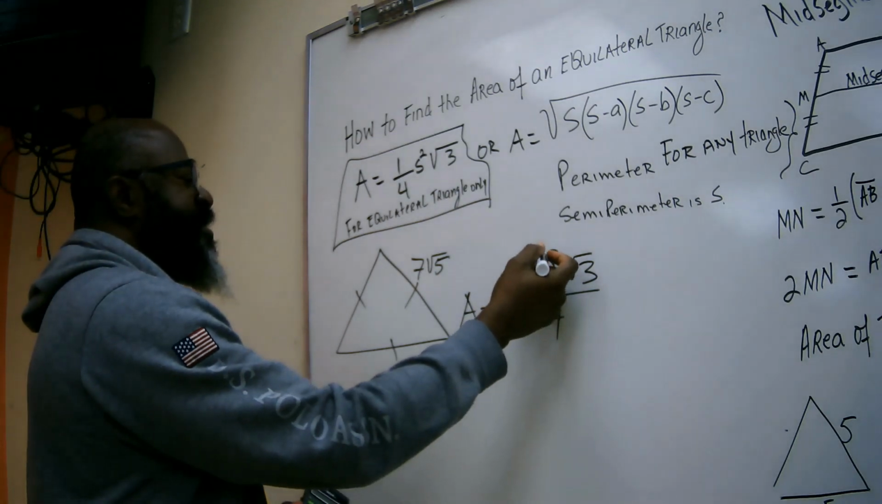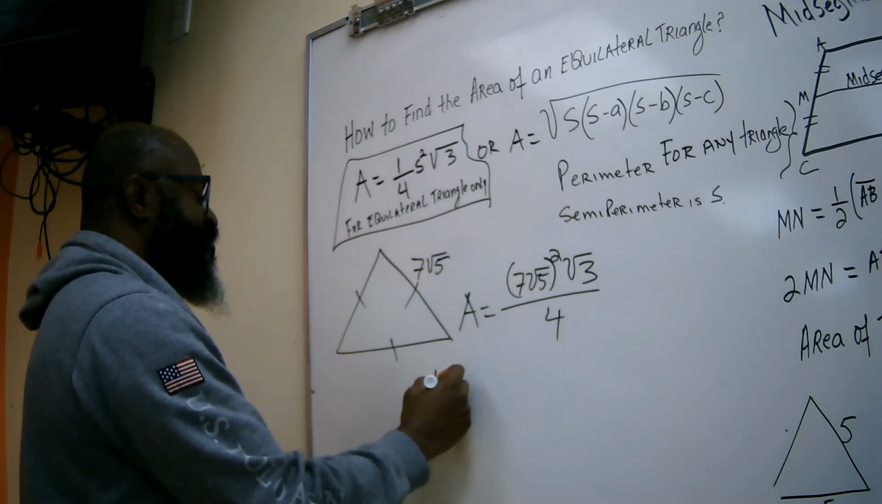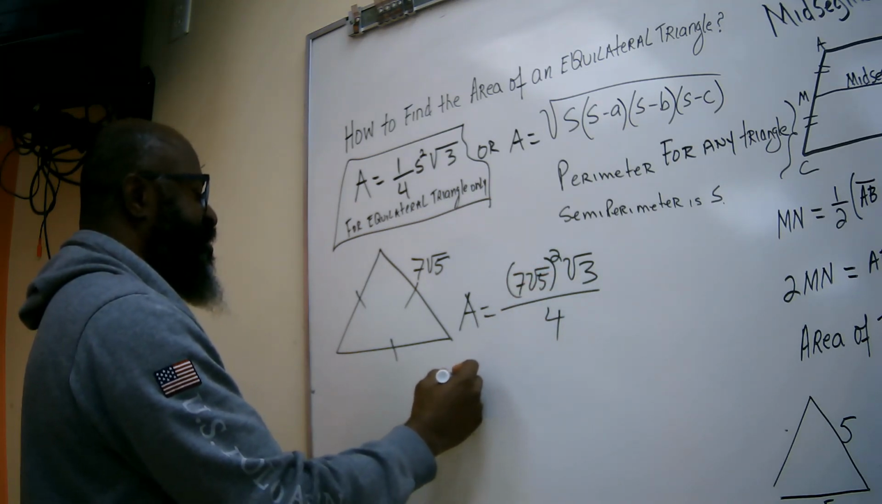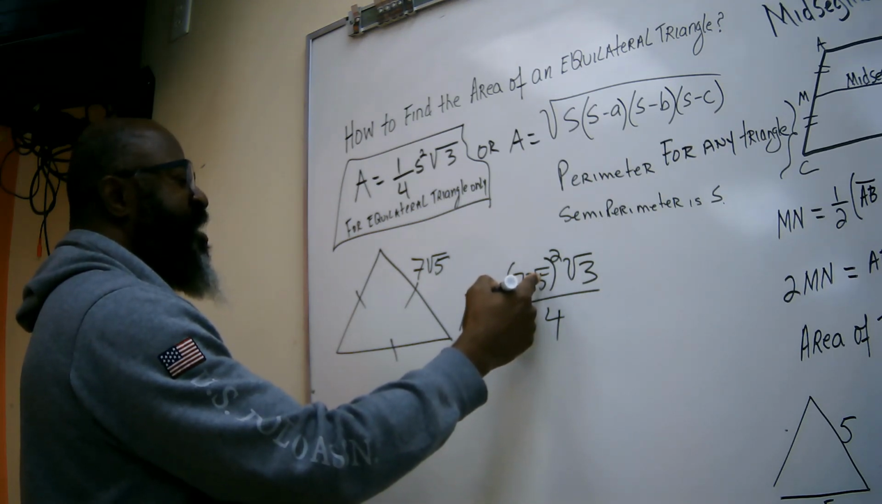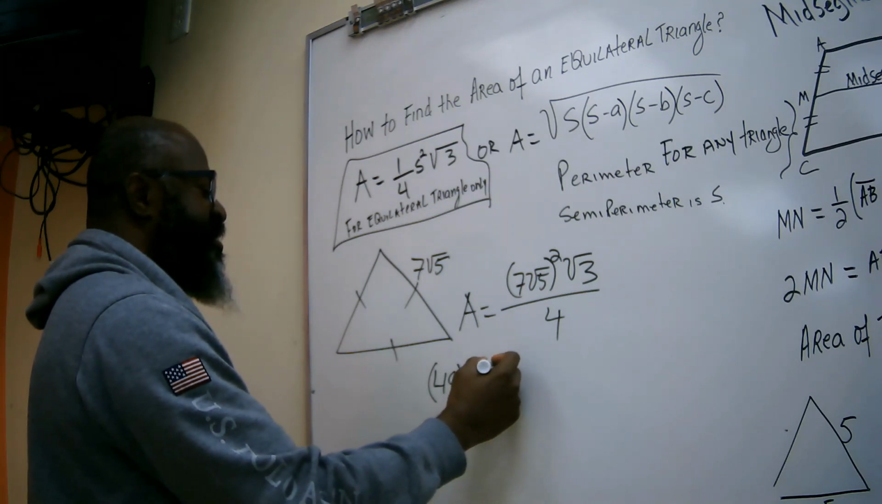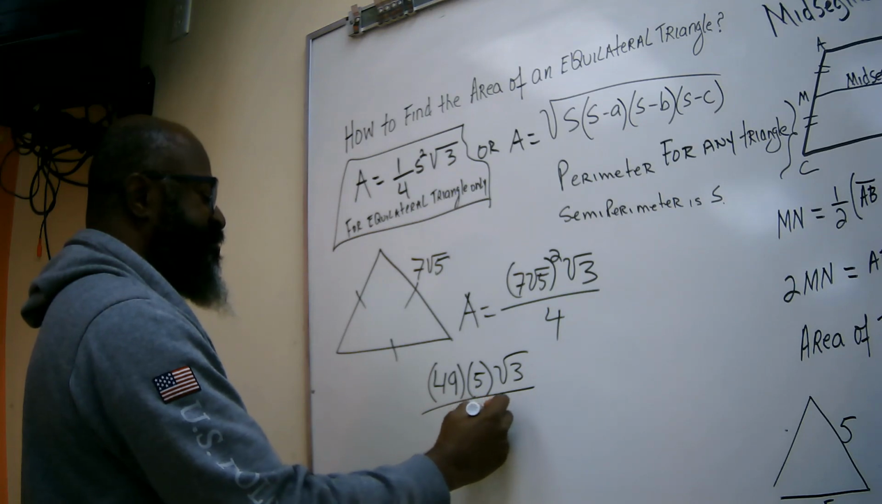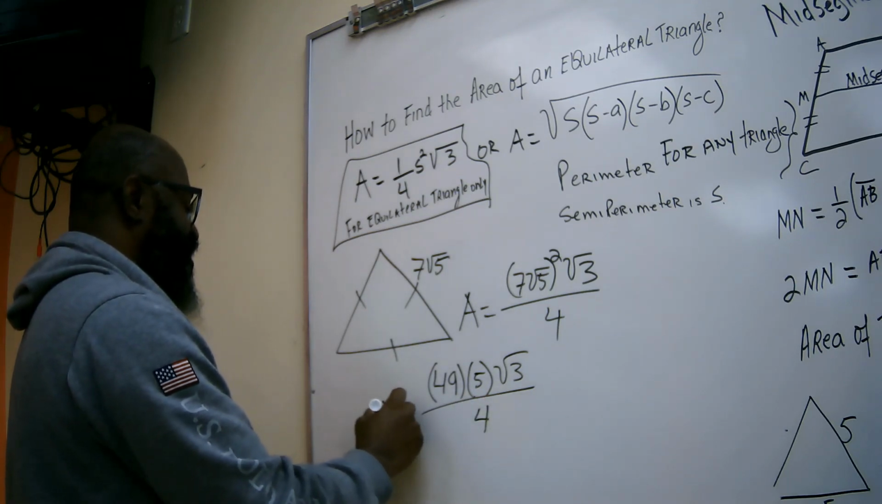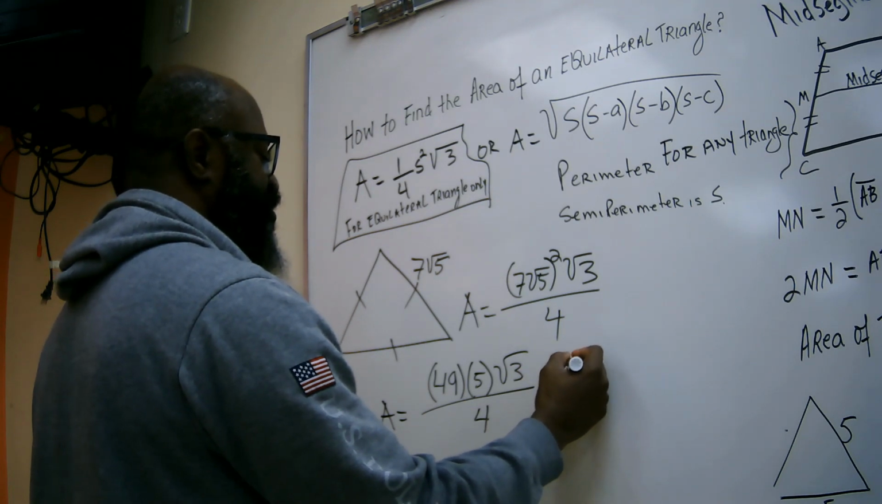So we're going to square this. You square 7, that gives you 49. You square root of 5, that will give you 5. Square root of 25, which is 5, times square root of 3 over 4. And that will give you the area. And as always, the expression is in square units.